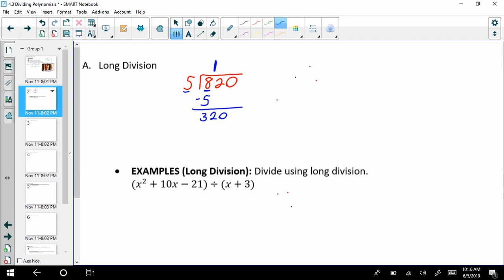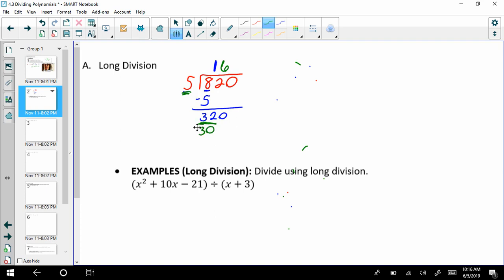We're going to repeat the process. So how many times does 5 go into 3? Well, it doesn't go into 3, so I'll go to the next number. How many times does 5 go into 32 without going over? You should say 6, because 6 times 5 is 30. So we'll place our 6 up here. We're going to multiply it. 6 times 5 is 30.